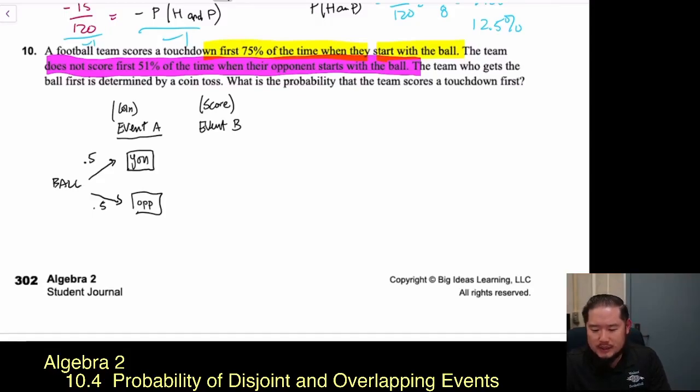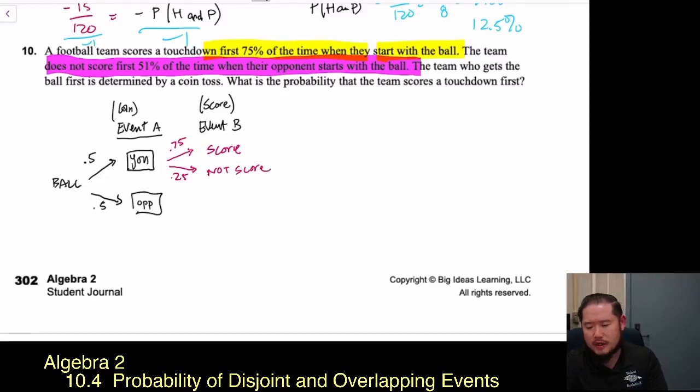Okay. So now in event B, it's whether or not you score after you get the ball. Let's go back a sentence before that. It says that a football team scores the touchdown first 75% of the time when they start with the ball. So what happens? 75% of the time, you will score. That means that 25% of the time, you're not going to score.